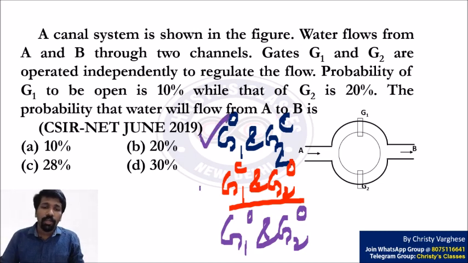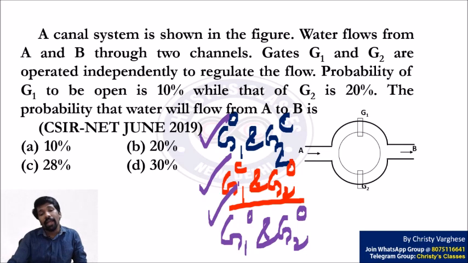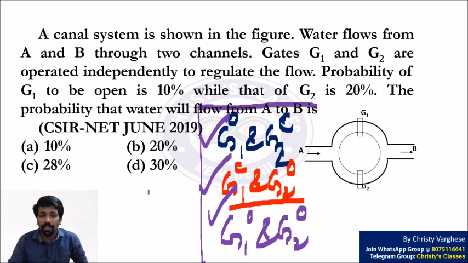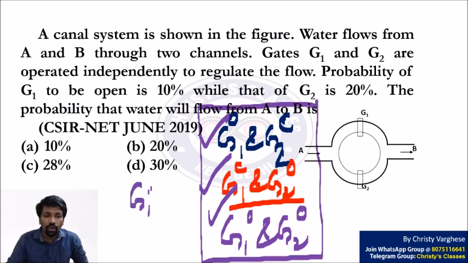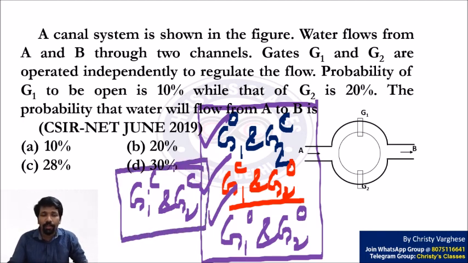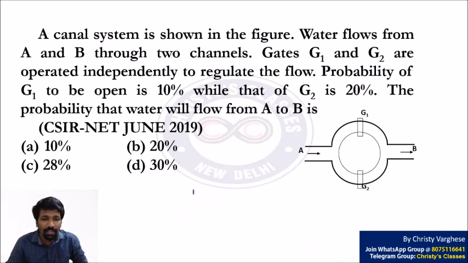So these are the three ways in which water can flow from A to B. Finding each of these probabilities and adding them up is one possibility, but that is time consuming. So, just like the previous question, the easy way is this: the only remaining possibility is G1 closed and G2 closed. That is the only possibility by which the water will not flow from A to B, the one we don't want. But 1 minus what we don't want will be what we want.